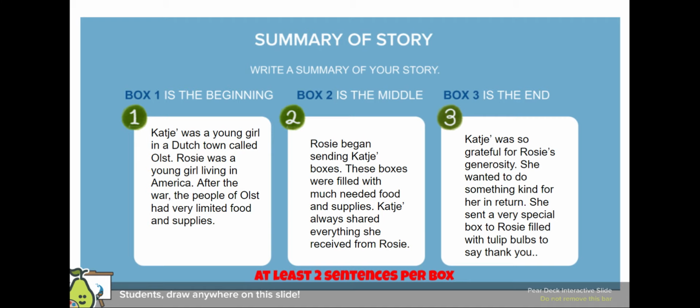I feel like I have the most important parts included: the characters, the setting, the problem, what happened a little bit in the middle, and then the solution at the end, or how the story ended. So that is something that you need to think about next time you are writing a summary. How can you chunk it apart, break it apart, so that it's more manageable and not so overwhelming? And this might be a strategy that you want to use, breaking it into beginning, middle, and end, box 1, 2, and 3.